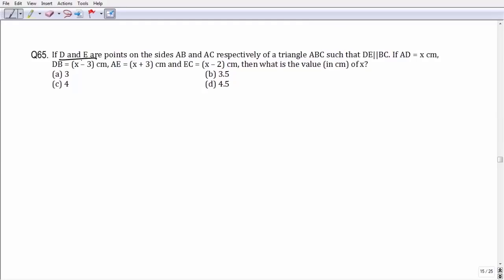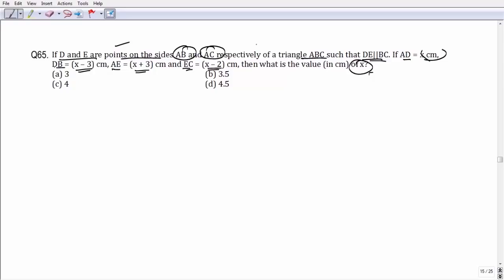Now the question says that D and E are the points on AB and AC sides of a triangle such that DE is parallel to BC. And it is given that AD equals x centimeters, DB equals x minus 3, AE equals x plus 3, and EC equals x minus 2. So we have to find out the value of x.